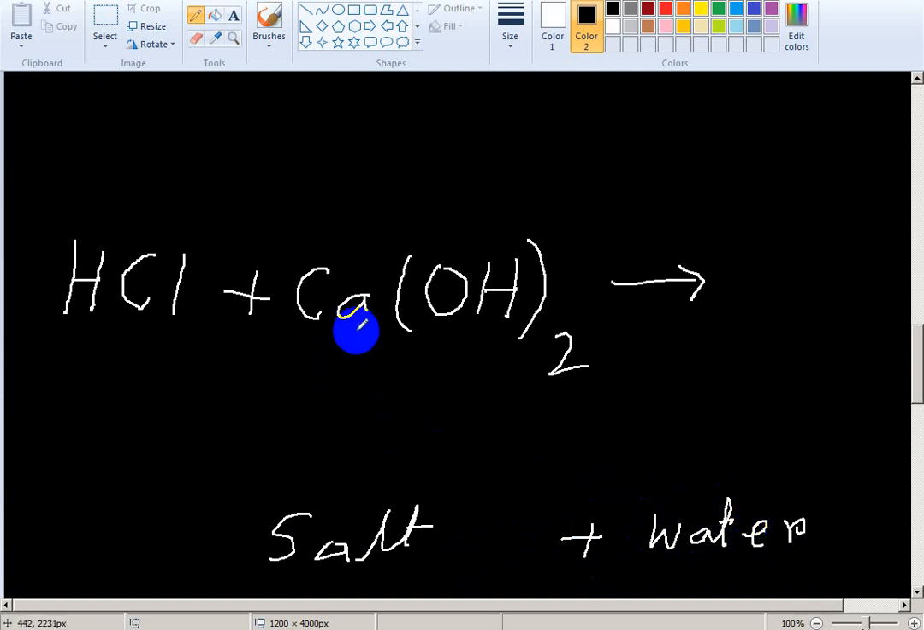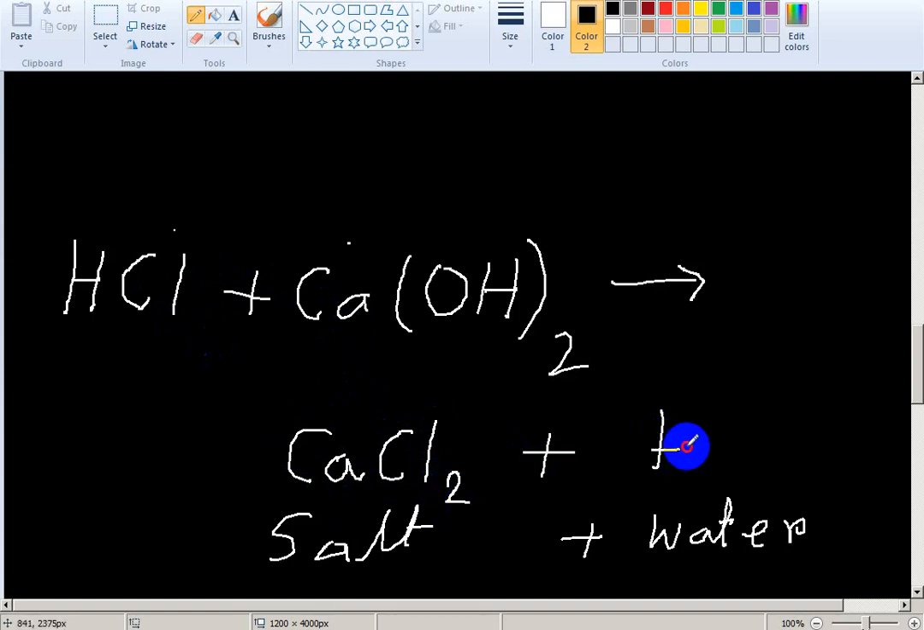Okay, this is calcium and chloride. This is calcium chloride. Calcium chloride: positive from the base and negative from the acid, so calcium chloride.